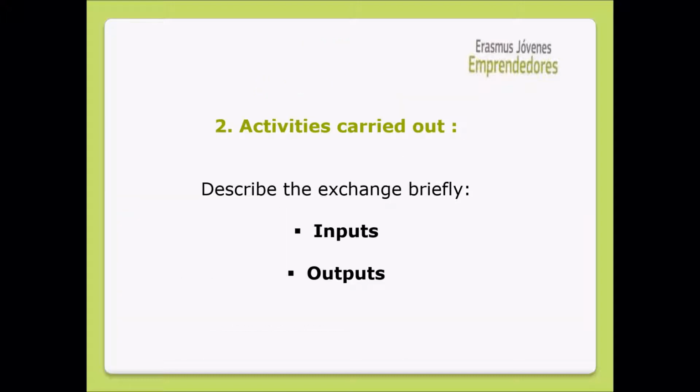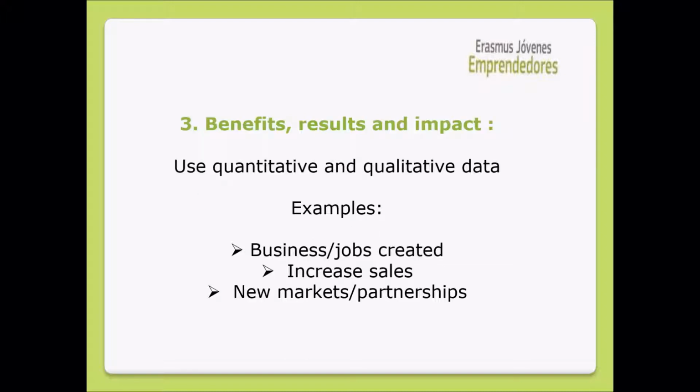Second, activities carried out during their change. We need to describe briefly the inputs and the outputs of the relationship. Third step, benefits, results, and impact. It is important to use quantitative and qualitative data. Some examples: remarks about the business, number of jobs created, if the sales have increased, if they have gained new markets or partnerships.